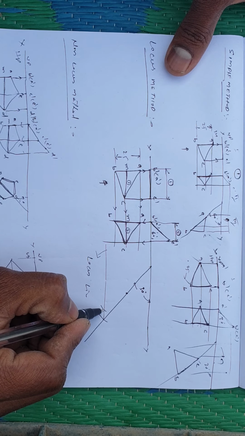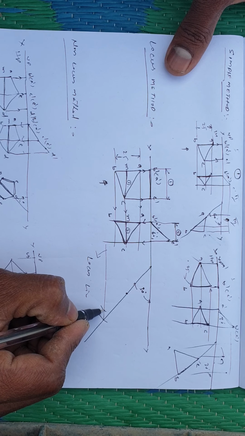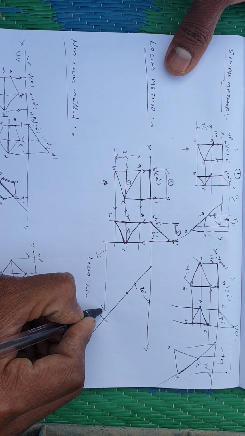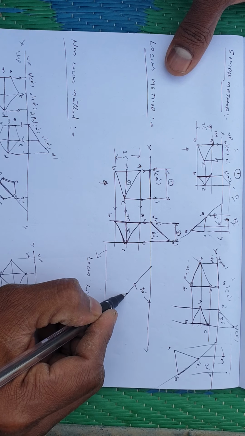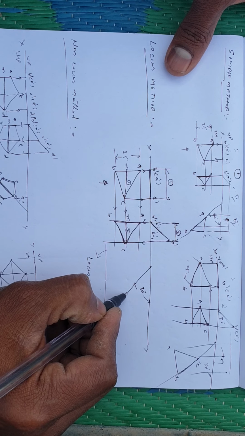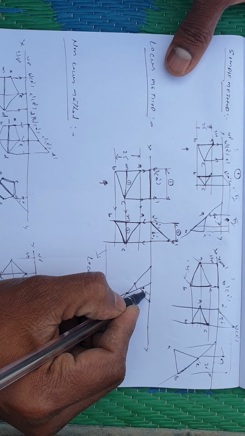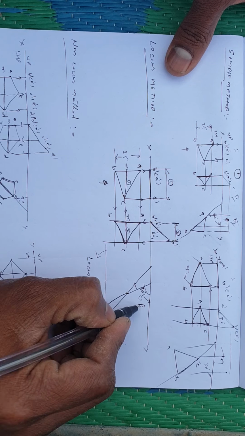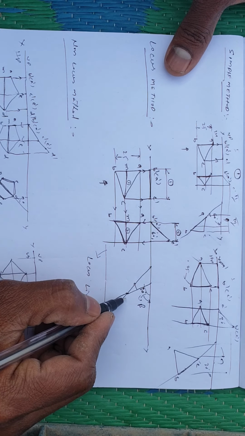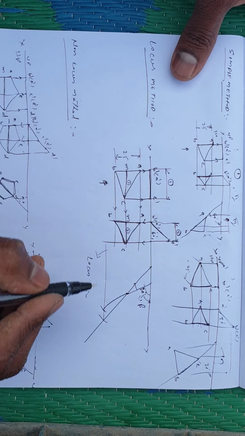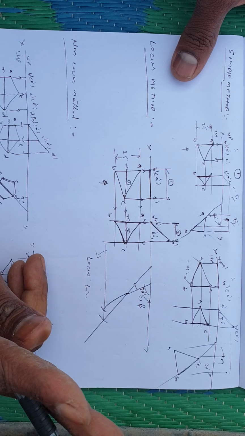Now join a line from wherever the second arc intersects the locus line to the marked point. Join the line and extend it up to the XY line, and this angle is nothing but the beta angle. This is the apparent inclination. So please remember, after marking a point we need to cut two arcs.